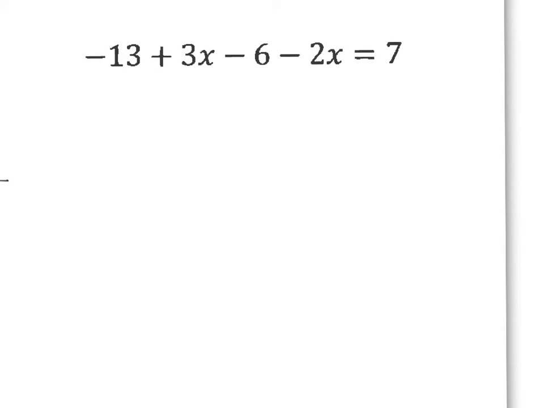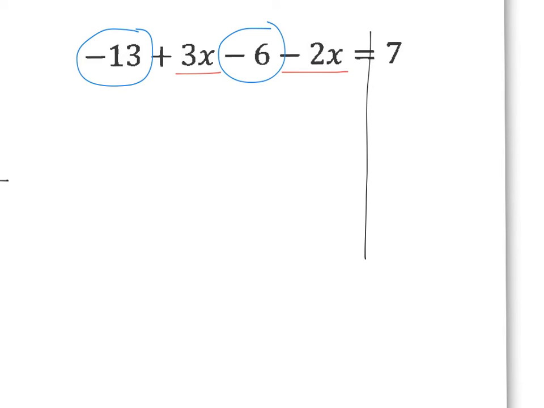Last example for the video. Again, I am going to go ahead and make sure my like terms are either circled or boxed or underlined. So I have 3x and a negative 2x, and I have a negative 13 and a negative 6. So I'm going to combine my x's, and 3x minus 2x is 1x, or just x. And negative 13 minus 6 will be further negative, so that will be negative 19 equals 7.